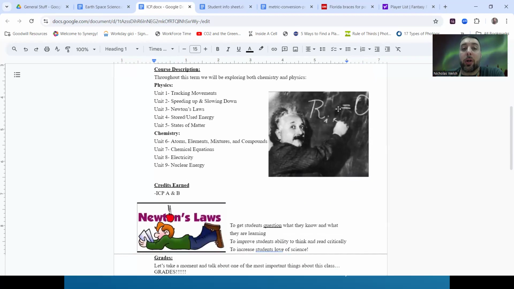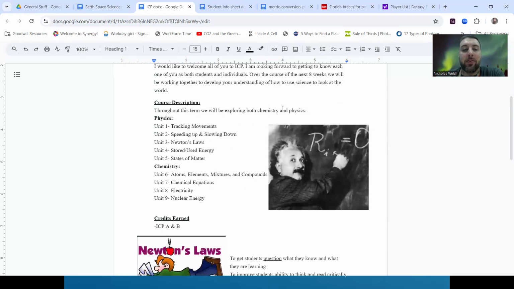Let's take a look at what we're going to be going over in Integrated Chemistry and Physics, ICP. It's a really fancy way to say we're going to spend 4 weeks on physics and 4 weeks on chemistry. In the first 4 weeks on the physics unit, we're mostly tracking the motion of objects. We're measuring motion in many different ways, talking about things like distance, displacement, speed, velocity, acceleration. We're also going to talk about the energy objects have and how they use that energy. Then we'll finish up with a midterm at the end of that first 4 weeks.